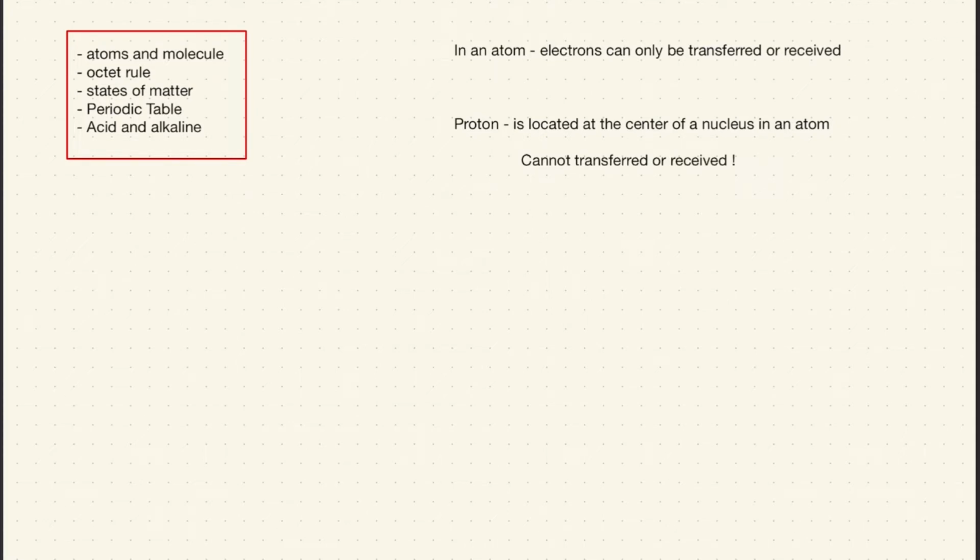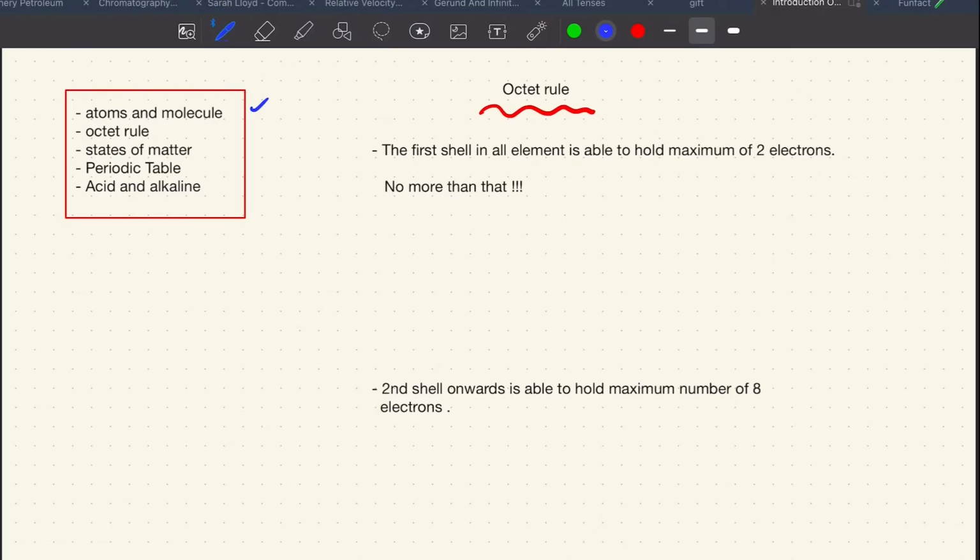In an atom, electrons can only be transferred or received. Proton is located at the center of a nucleus in an atom, and please do take note, guys, protons cannot be transferred or received. And the next topic that we are going to discuss is the octet rule, which is the second topic in this video.